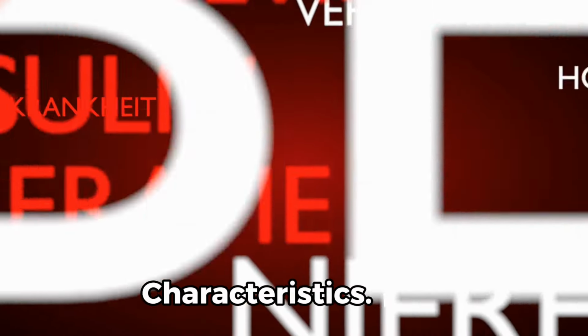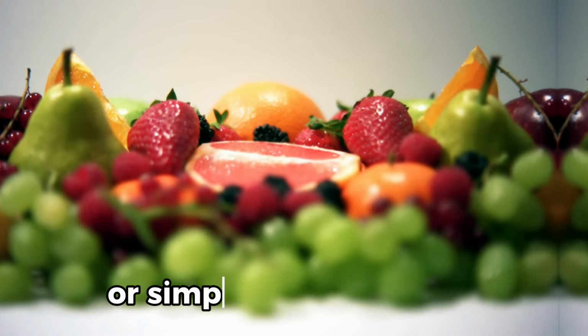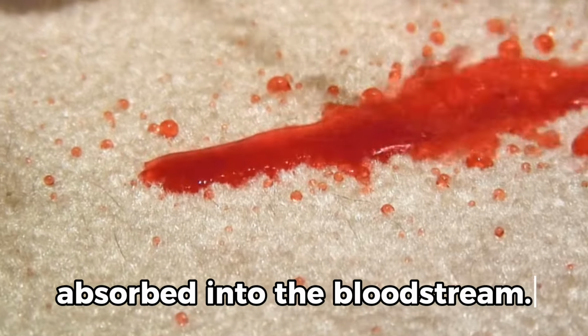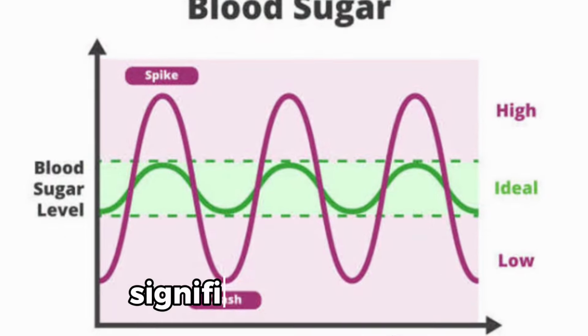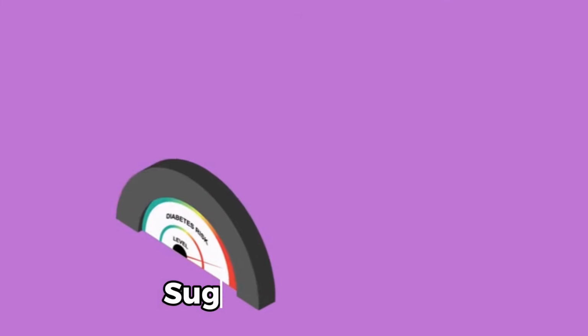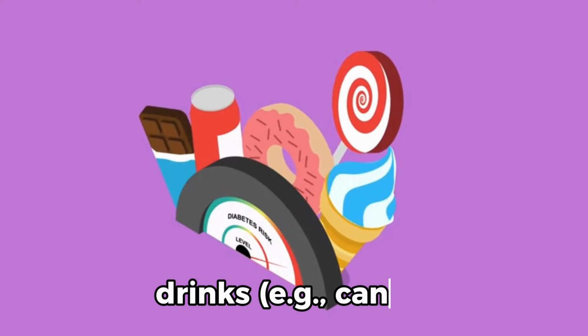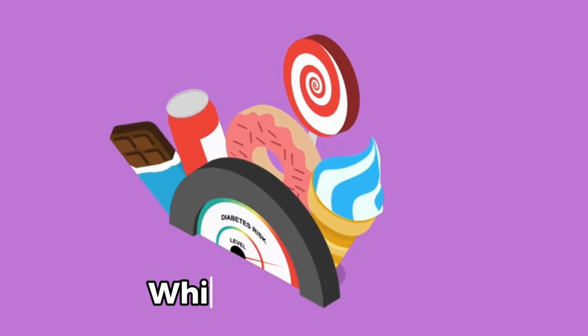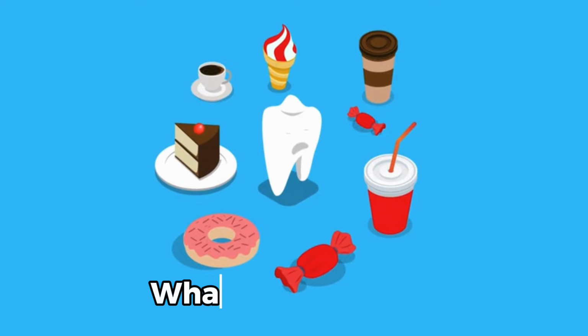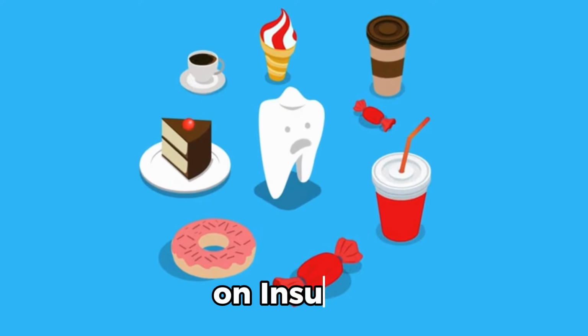Quick-action carbs. Characteristics: also known as high glycemic or simple carbohydrates, they are rapidly digested and absorbed into the bloodstream, causing a swift and significant increase in blood sugar levels. Examples include sugary foods and drinks, for example, candy, soda, fruit juice, white bread, pasta, and rice, pastries and baked goods.